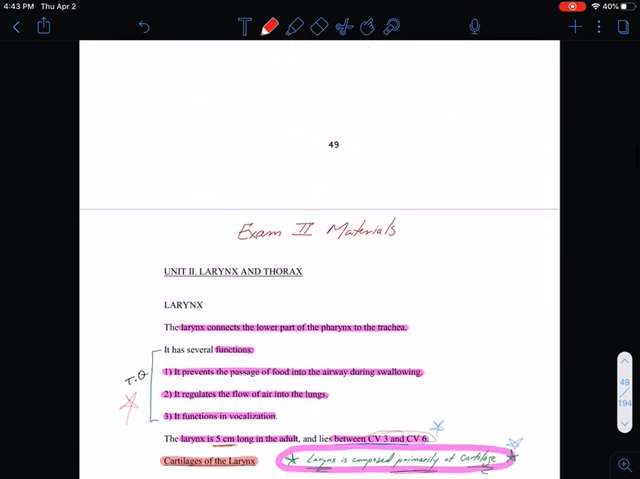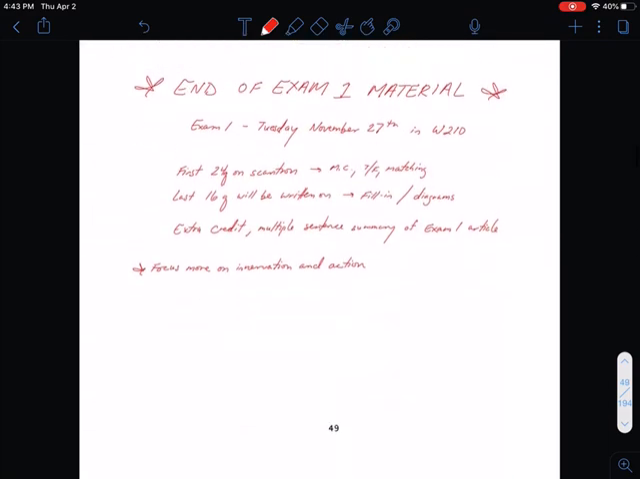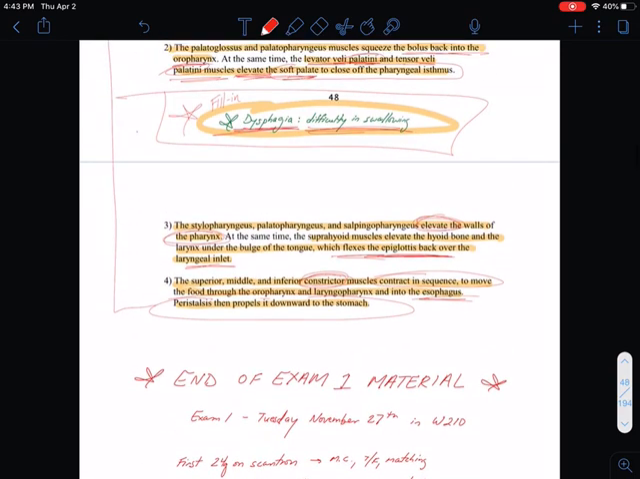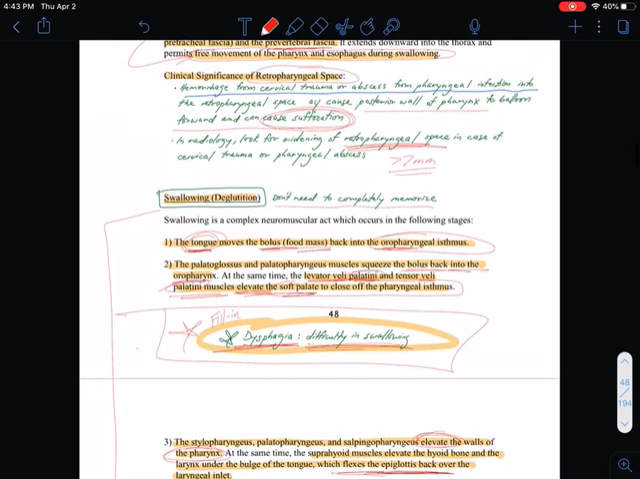All right, guys, this is usually where page 49 is. This is usually where the end for exam 1 material is. I'll send this out to you guys, and I'll try to communicate with a few of you to just confirm that this is in fact where you're ending for your first exam.